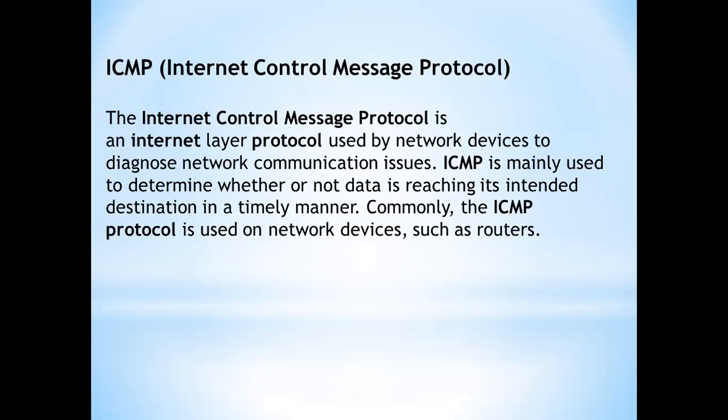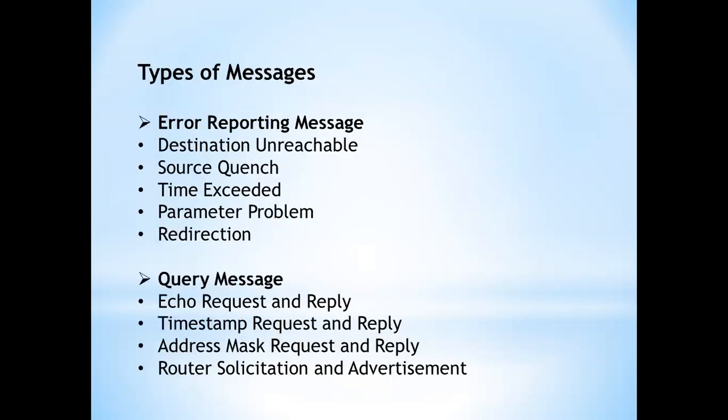Another utility is ICMP traceroute, which provides a list of all routers along the path to a specified destination. There are two types of messages in ICMP. First is error reporting messages and second is query messages.